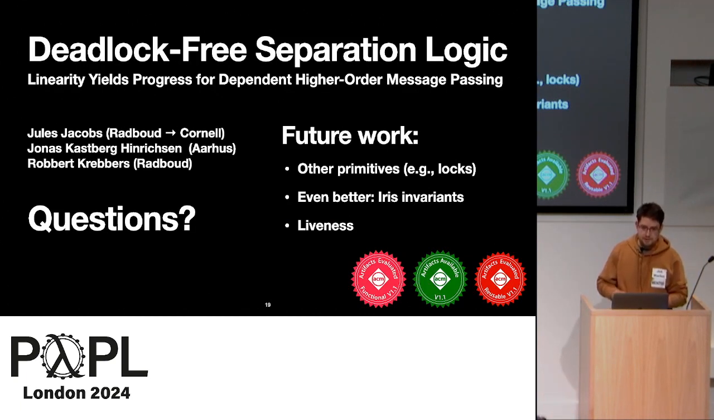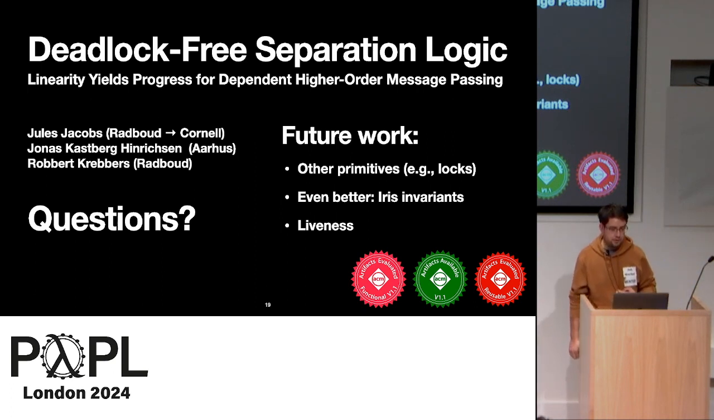Okay, this was my talk. So future work, we would like other concurrency primitives, not just message passing. Of course, ideally, we want some form of Iris invariants. Unfortunately, if you just add the rules of Iris invariants to the logic, then it's very easy to create deadlocks. So we need to change the rules somehow.